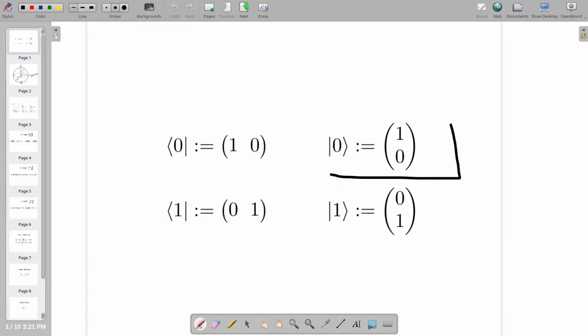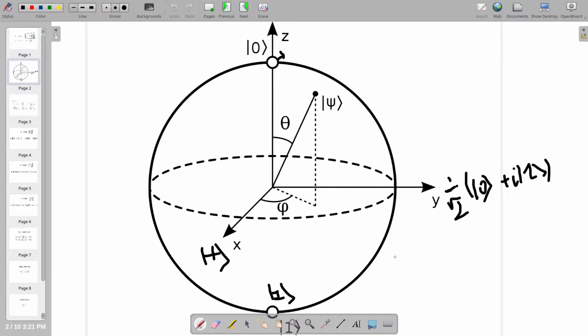We are already familiar with this representation of a qubit, where 0 is represented as [1, 0], with this being alpha, let us say, and this being beta, where the square of this value represents the probability of finding the state to be 0, while the square of this value represents the probability of finding the value to be 1. We already know that. We are also familiar with the Bloch sphere.